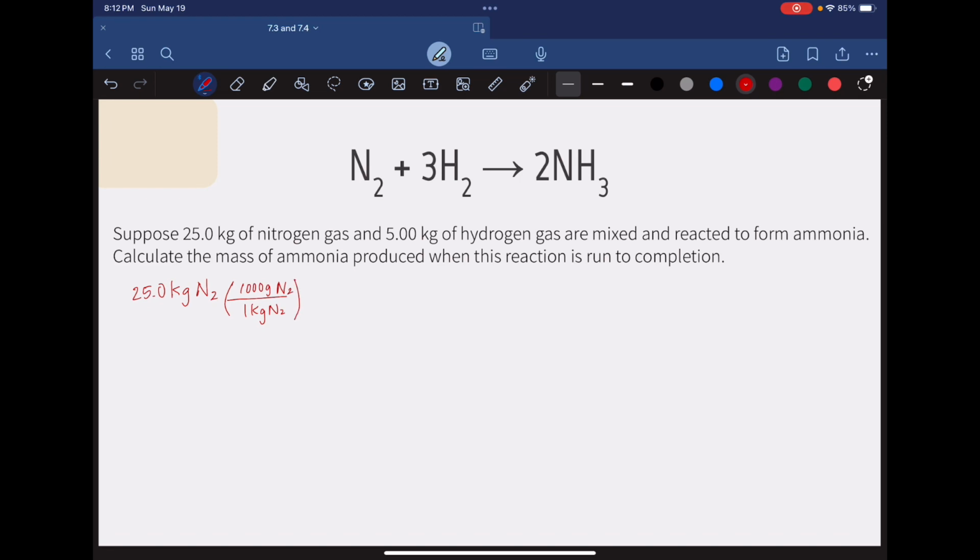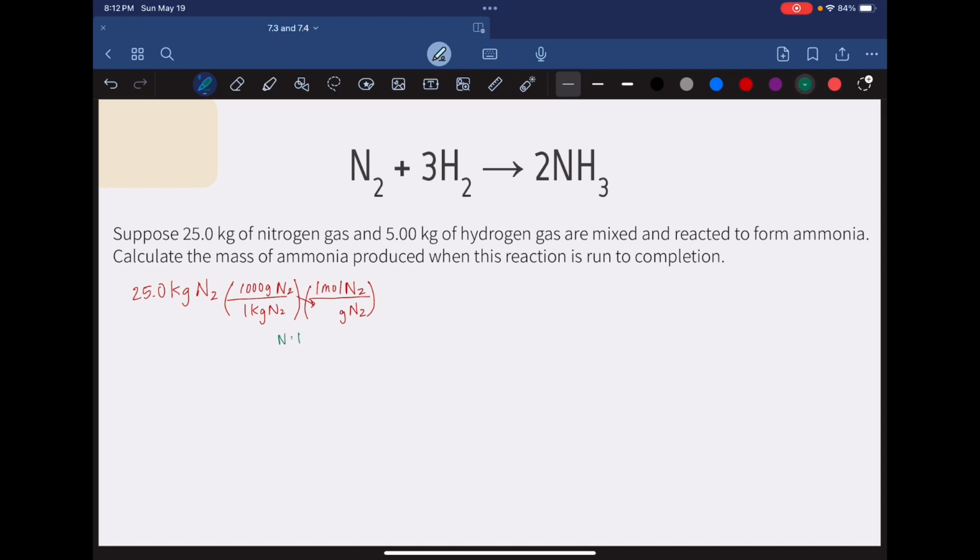Now that we've converted to grams of nitrogen, I can do the molar mass of nitrogen. I know that grams of nitrogen will be at the bottom because that was what was at the top. And I know since we are doing my molar mass, 1 mole of nitrogen is at the top.